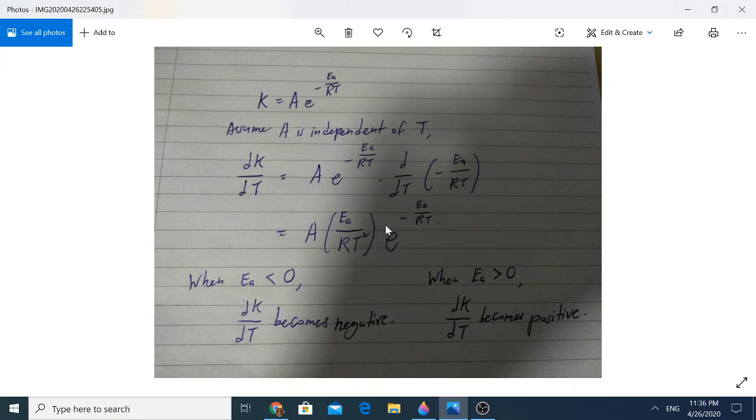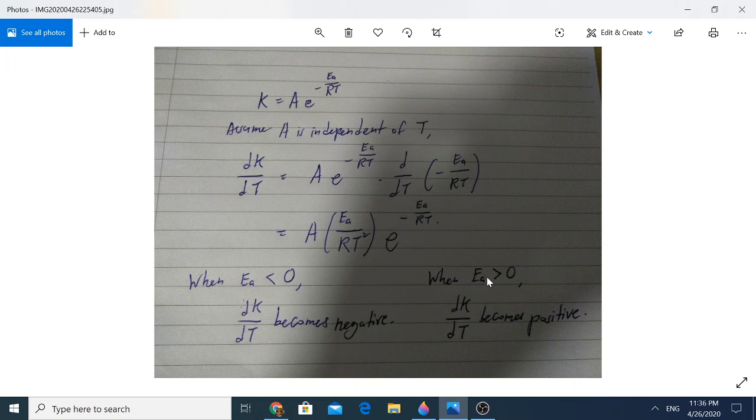So the exponential factor is more than 0, A is more than 0, RT square is also more than 0. So the only thing that determines the sign of dk/dt is just the activation energy, right? So when the activation energy is less than 0, dk/dt, the rate of change of the rate constant with respect to temperature, becomes negative.